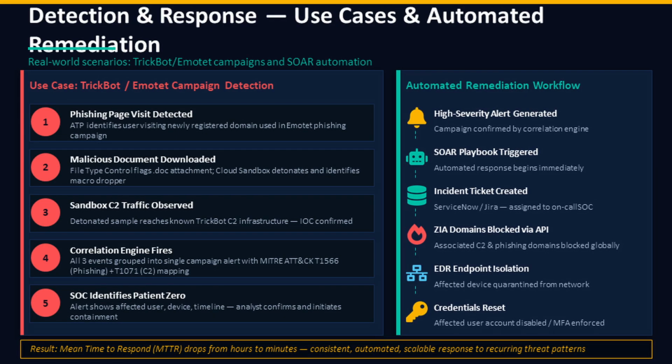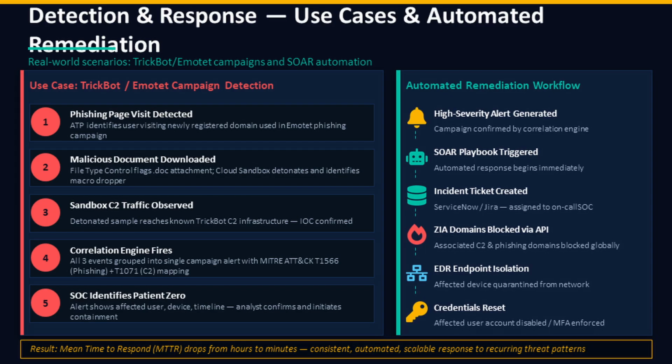Let's make this concrete with one of the most common real-world use cases: detecting and responding to a TrickBot or Emotet campaign. These are modular banking malware families that have been used for years as a delivery mechanism for ransomware. They're good examples because they exhibit all the multi-stage behaviors that the detection and response correlation engine is designed to catch. Here's how a typical campaign detection unfolds.